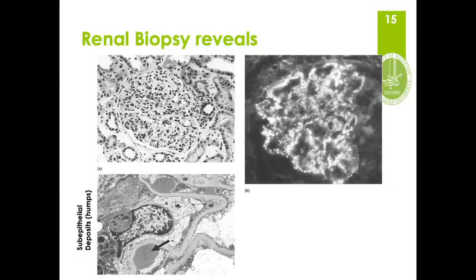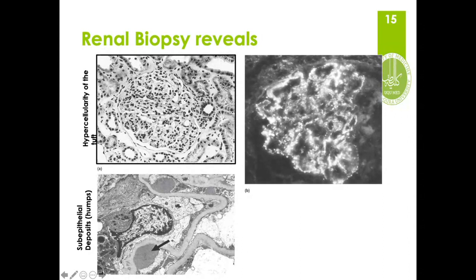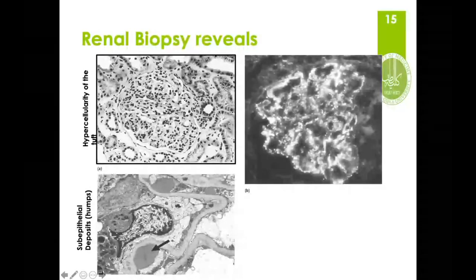Now, here there are 3 figures that show different features. This one is a light microscopy, this one is an electron microscopy, and this figure is of immunofluorescent staining. On light microscopy, what can be seen? Hypercellularity of the tuft. So a lot of inflammatory cells. You can see all these black dots. These are the immune cells that have come in, and there is a lot of hypercellularity of the tuft because of the infiltration.